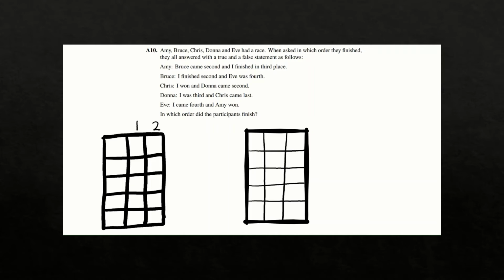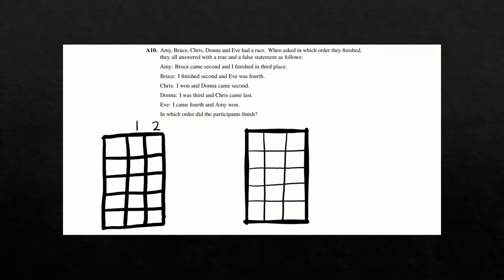Amy: Bruce came second and I finished in third place. Bruce: I came second and Eve was fourth. Chris: I won and Donna came second. Donna: I was third and Chris came last. Eve: I came fourth and Amy won. In which order did the participants finish?